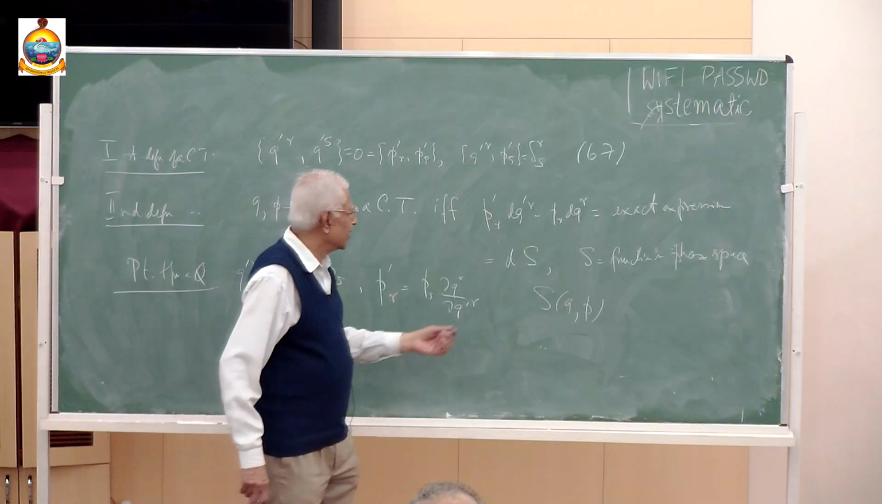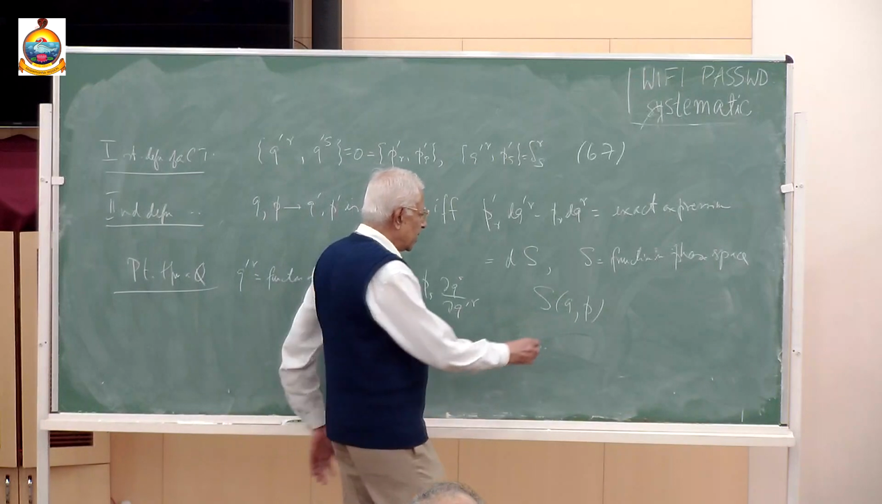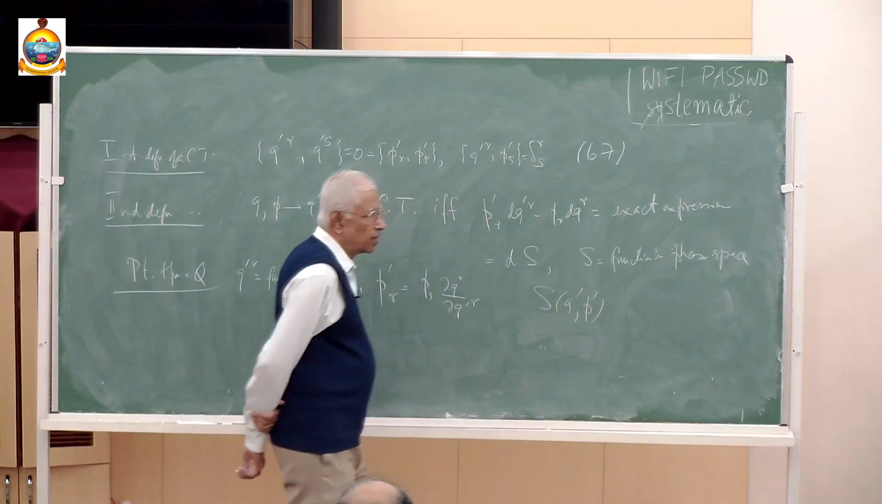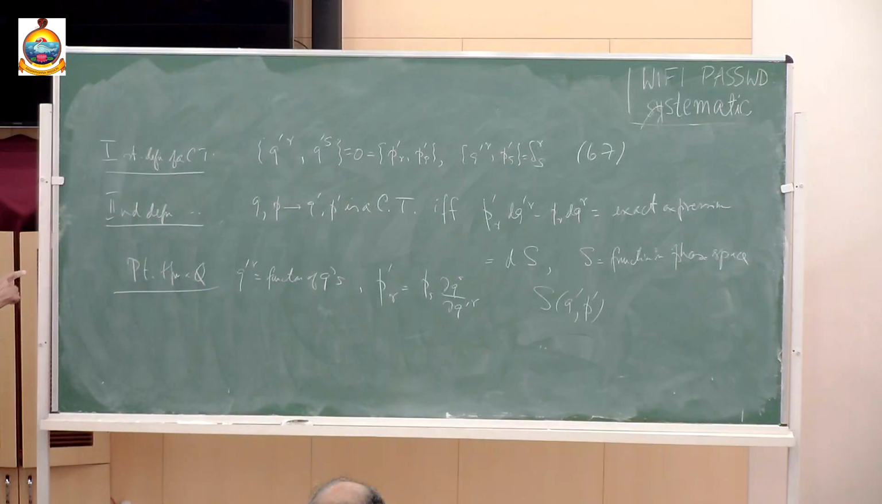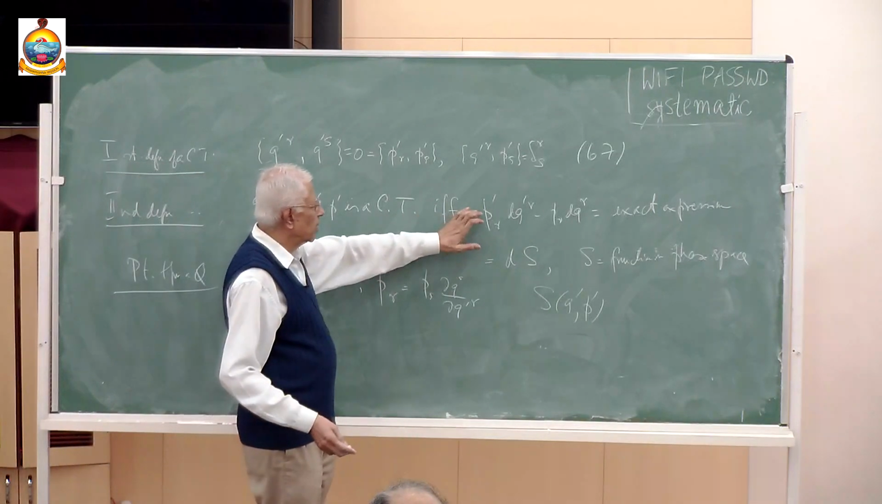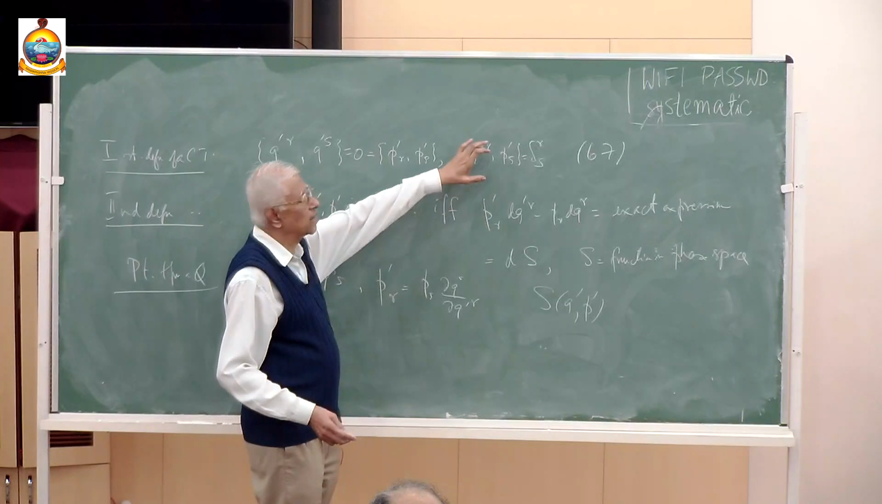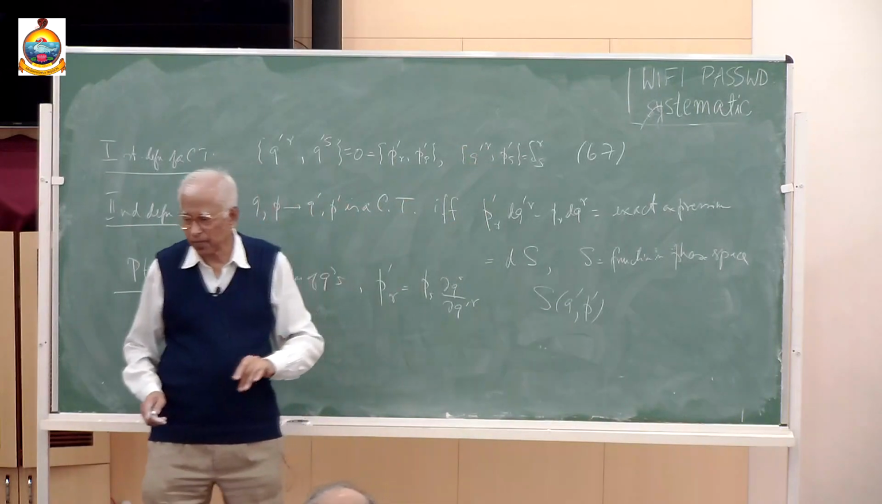All right? Or you can say, I will think of it as a function of Q prime and P prime. So if this function S is imagined, written explicitly in terms of the QP variables or the Q prime P prime variables, do a little bit of work with this second definition, and you'll get back all of definition 1.